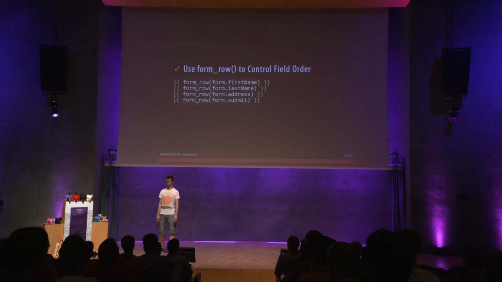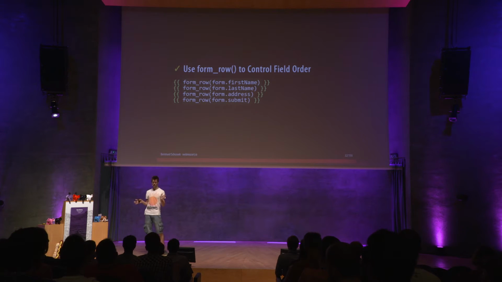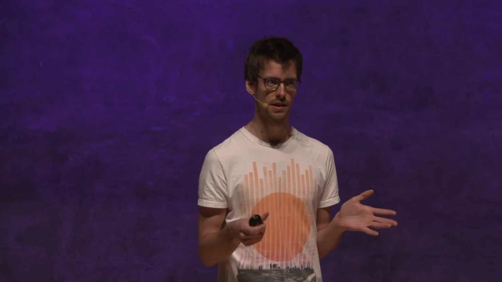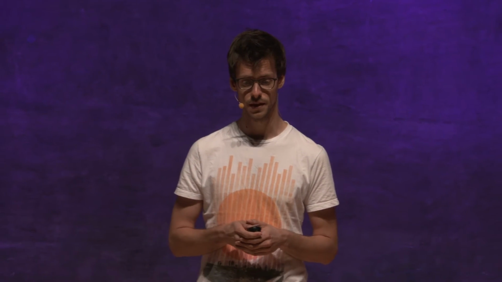Instead of using form, you can, for example, use form_row to control the order of your fields. There are different form bundles about setting the order of your fields in your form and changing the order afterwards, and it's all very complicated when in reality you have all the power in your template, because in your template you have to control the order of your fields, and using form_row can be a nice way to do that with little code.